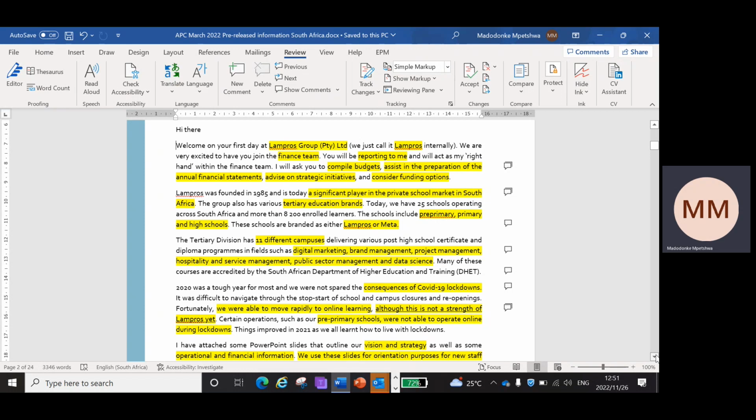Right, then we continue reading. 2020 was a tough year for most, and we were not spared the consequences of COVID-19 lockdowns.